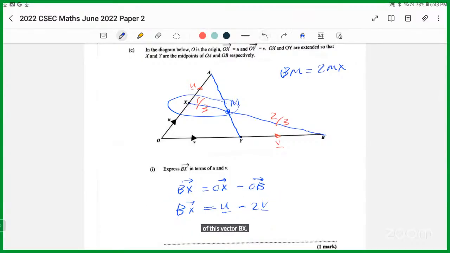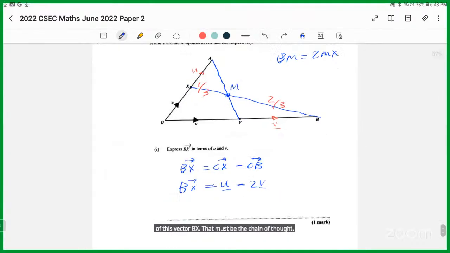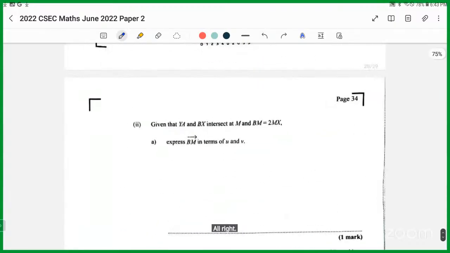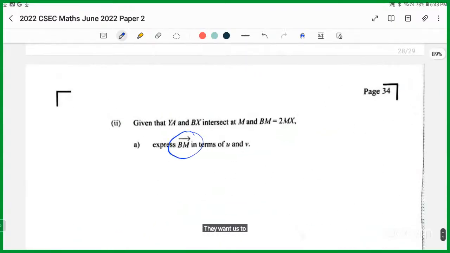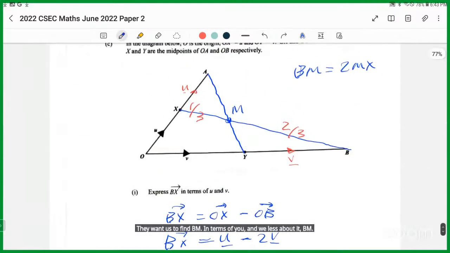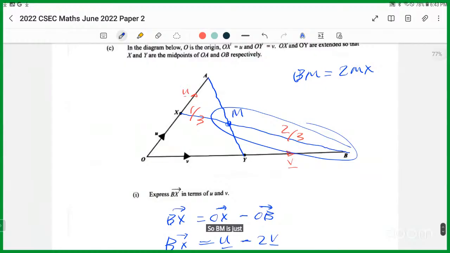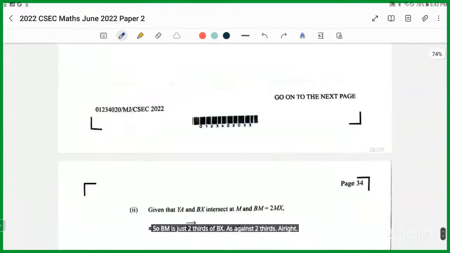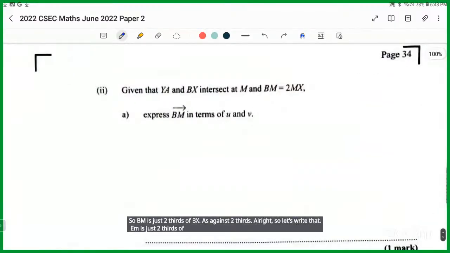That must be the chain of thought. All right, that's what I want us to find. I want us to find BM in terms of u and v. Let's look at it. BM is just 2/3 of BX, as you can see. So let's write that. BM is just 2/3 of BX.